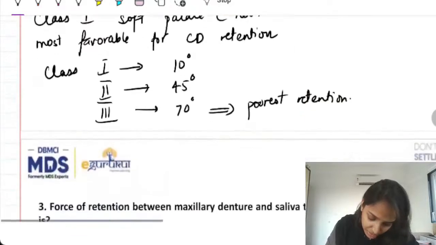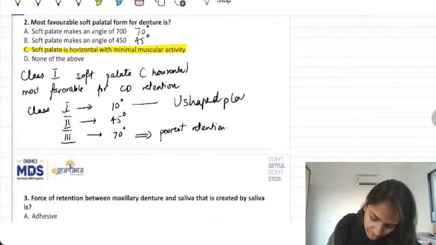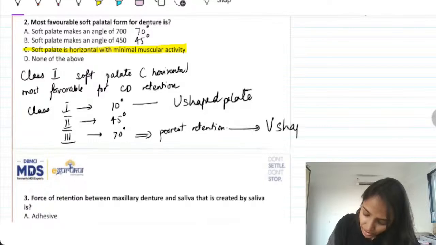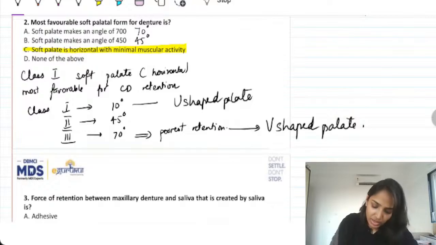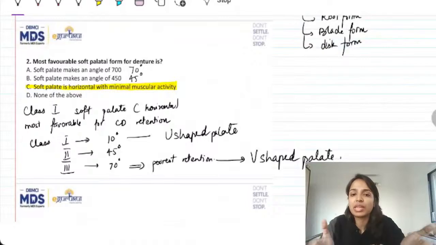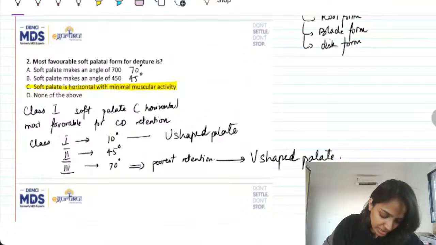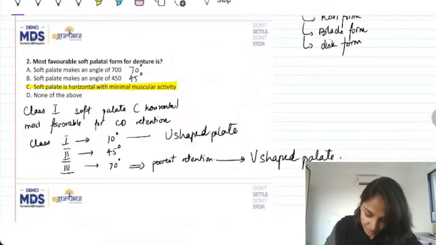Usually, if you see, class 1 is associated with a U-shaped palate, and class 3 is usually seen with a V-shaped palate. So these are just some extra points around this particular topic which you can remember. Questions can be spun from these extra points also and can be asked in your exams. So pretty simple question. Yes, your answer is correct. Answer is option number C.